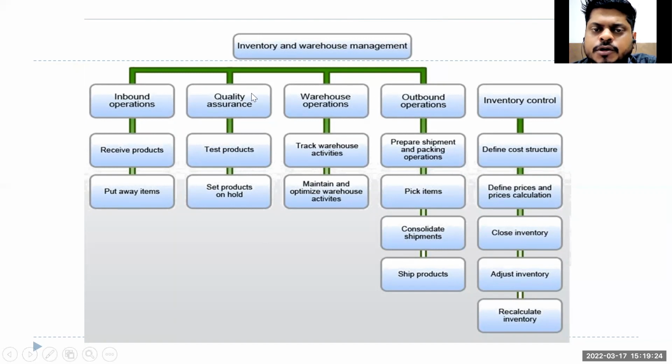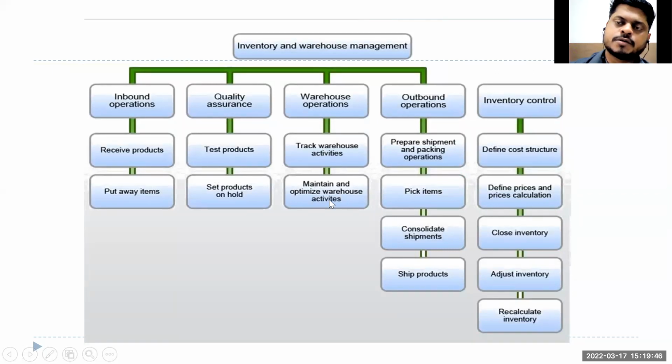But when you talk about warehouse management, it covers receiving products, putting away, storing items, and quality assurance. If it is a production plant, quality assurance processes will be there to check whether the raw material coming in is okay or not. Quality control has to happen. Warehouse operations track, maintain, and optimize warehouse activities.